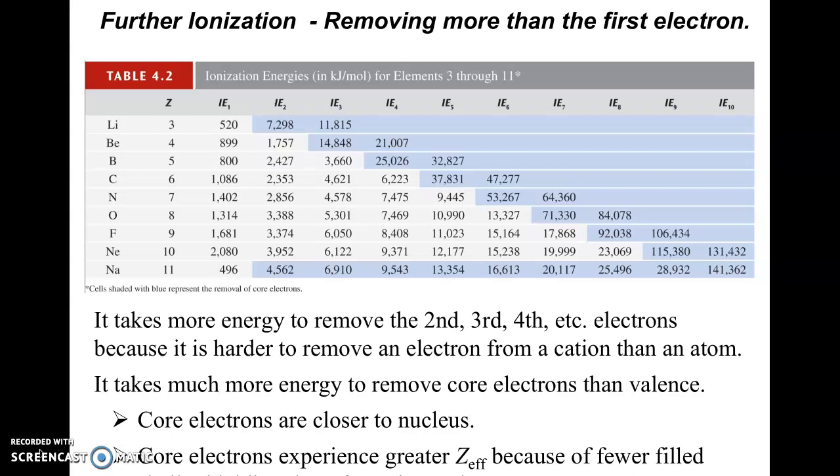And so you can see this pretty readily here. We can take any one of these. Let's take carbon. It's got 4 valence electrons. So you can take off those first 4. The first one takes you 1,000 kilojoules per mole, but the fourth one takes you 6,000. It's not that bad, but when you have to get into the core electrons, then it's up to over 37,000 kilojoules. So it's really hard to open up that set of core electrons.